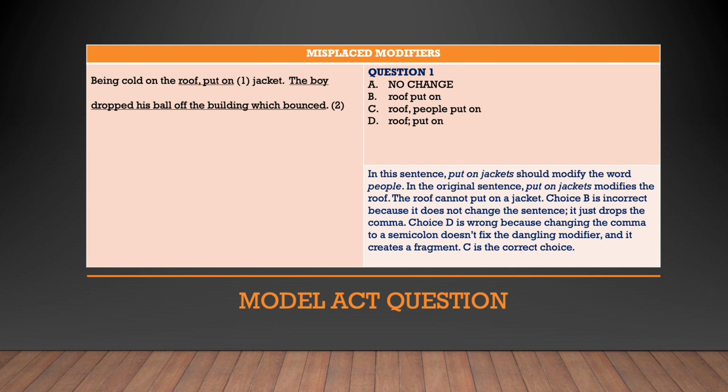Let's look at the model ACT question. The correct answer is C. In this sentence, "put on jackets" should modify the word people. In the original sentence, "put on jackets" modifies the roof. The roof cannot put on a jacket. Choice B is incorrect because it does not change the sentence; it just drops the comma. Choice D is wrong because changing the comma to a semicolon doesn't fix the dangling modifier and it creates a fragment. C is the correct choice.